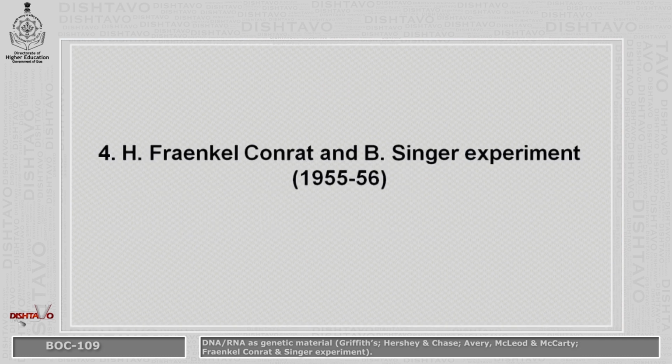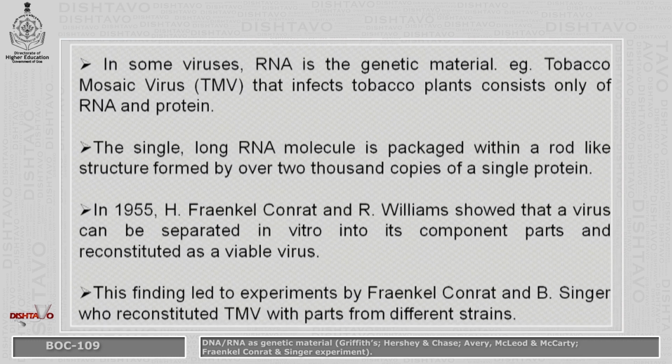Students, the above 3 experiments, Frederick Griffith, Avery et al., and the third experiment on the T2 bacteriophages by Hershey and Chase, were concerning DNA as a genetic material, whereas Fraenkel-Conrat and Singer's experiment in the year 1956 showed that RNA is the genetic material. In this, they used tobacco mosaic virus, which infects tobacco plants. This tobacco mosaic virus has a single long RNA molecule, and it is covered with a protein coat.